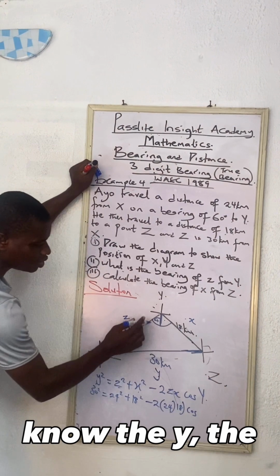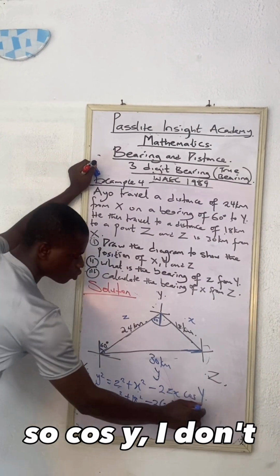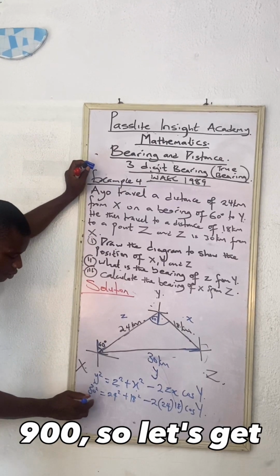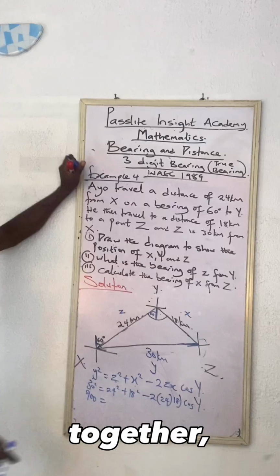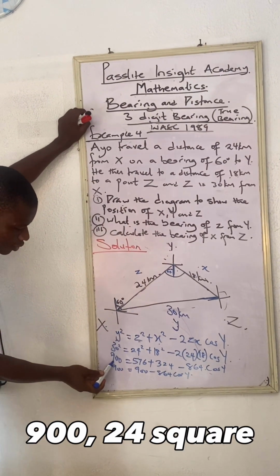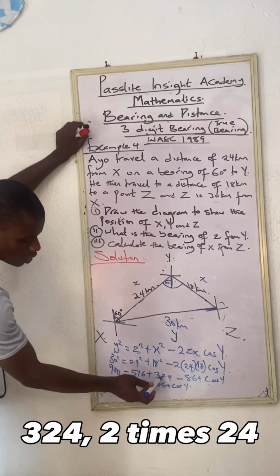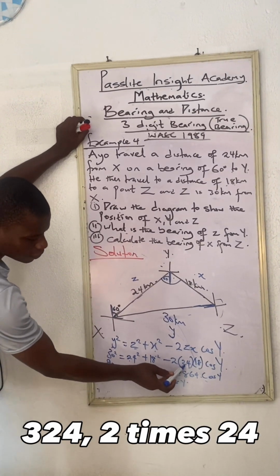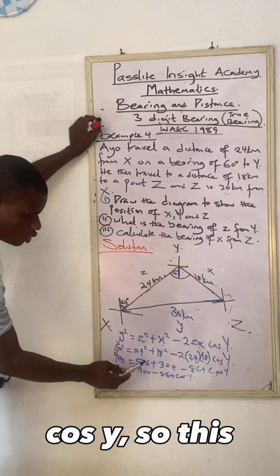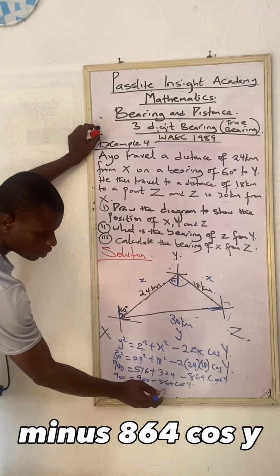We don't know the Y, the total of the Y. I only know parts. I don't know the total. So cos Y, I don't know. So let's see. 30 squared is 900. So let's get the others together. Okay. So 30 squared 900, 24 squared 576, 18 squared 324, 2 times 24 times 18 is 864 cos Y. So this plus this is 900 minus 864 cos Y.